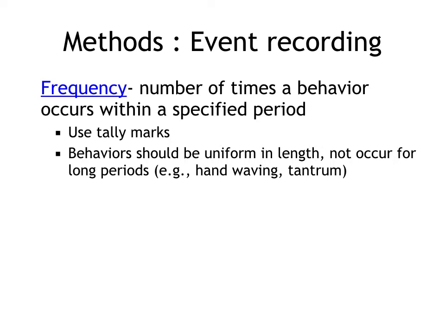So the first one is event recording. Event recording methods include frequency, rate, and percentage. The frequency is the easiest one. You will just count the number of times a behavior occurs within a specified time. So if you set 10 minutes as your observation time, you will see how many times the target behavior occurs within the 10 minutes. You will use tally marks and count how many occurrences you see.